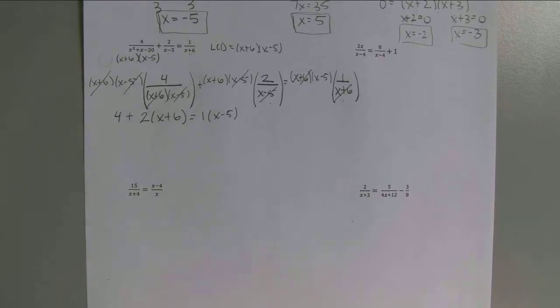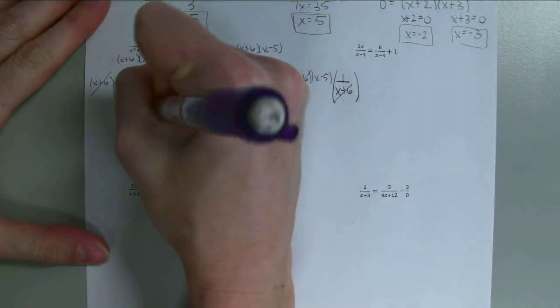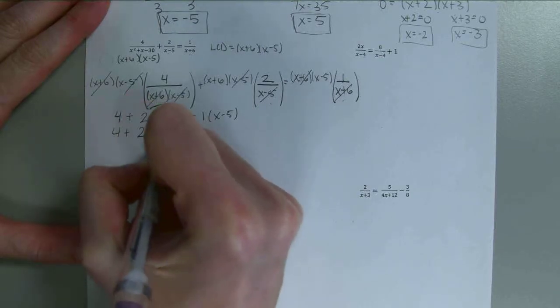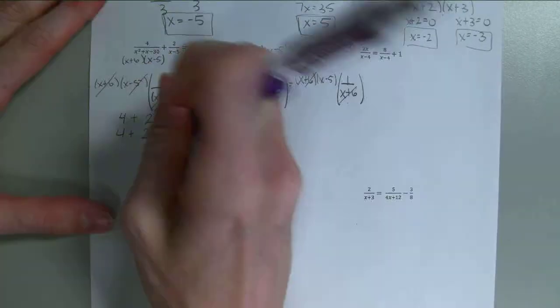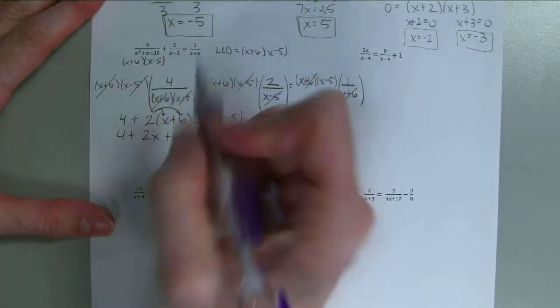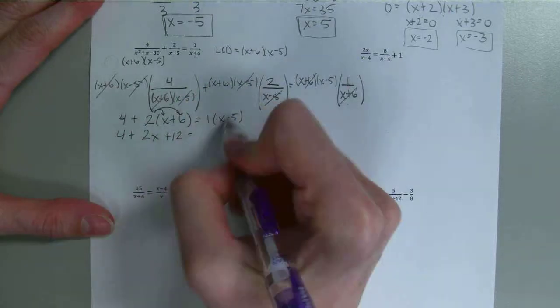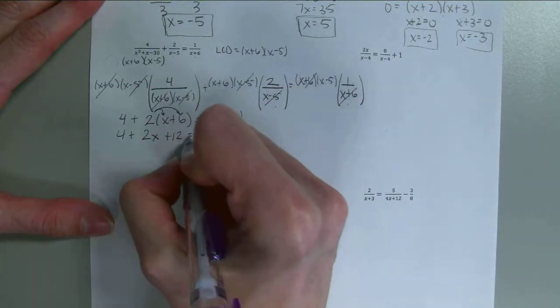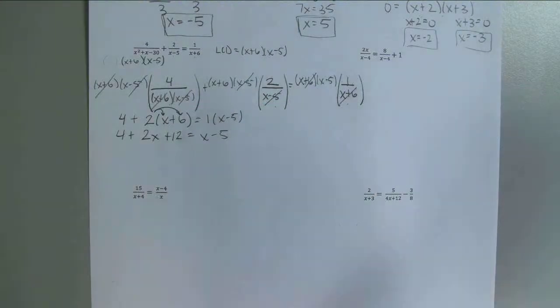Again, guys, at this point, it's not too bad to solve. What we're going to do is distribute to get rid of our parentheses and gather like terms. So that 4 is going to hang out as we distribute the 2. So we have 4 plus 2x plus, I can't do multiplication, 12, right? 2 times 6 is 12. And then if this was anything other than 1, you would distribute it, but 1 times x is just x, and 1 times negative 5 is just negative 5.